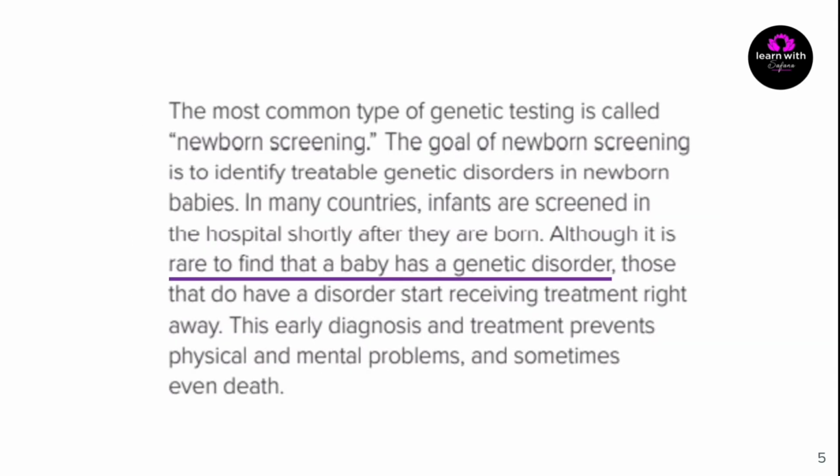The most common type of genetic testing is called newborn screening. The goal of newborn screening is to identify treatable genetic disorders in newborn babies. In many countries, infants are screened in the hospital shortly after they are born. Although it is rare to find that a baby has a genetic disorder, those that do have a disorder start receiving treatment right away. This early diagnosis and treatment prevents physical and mental problems, and sometimes even death.